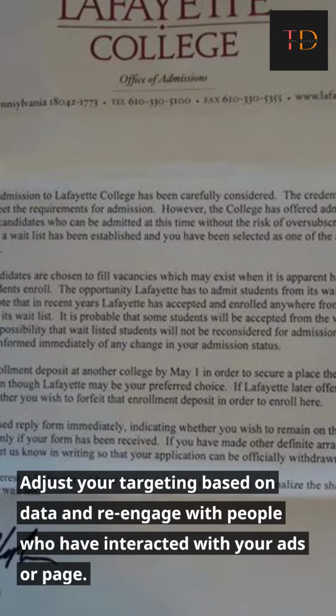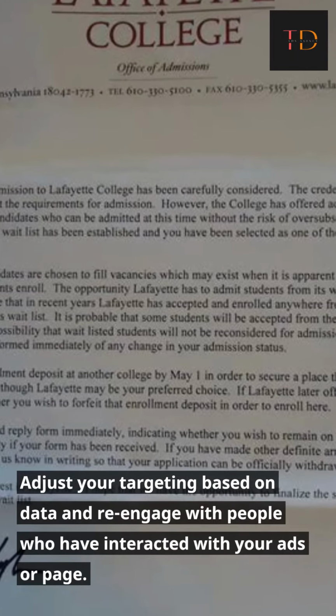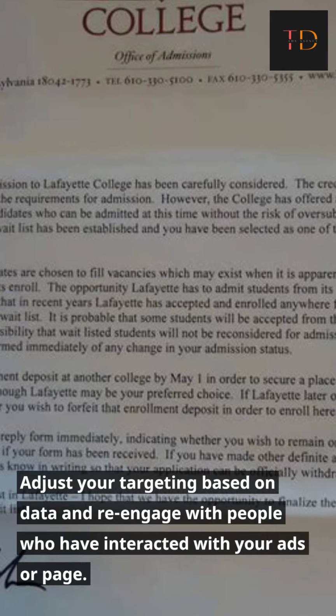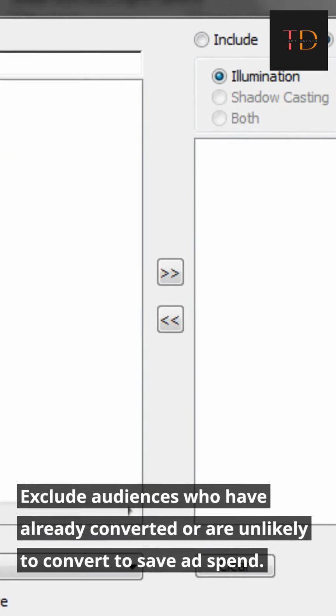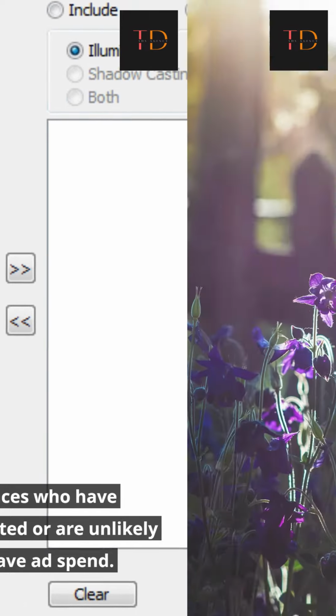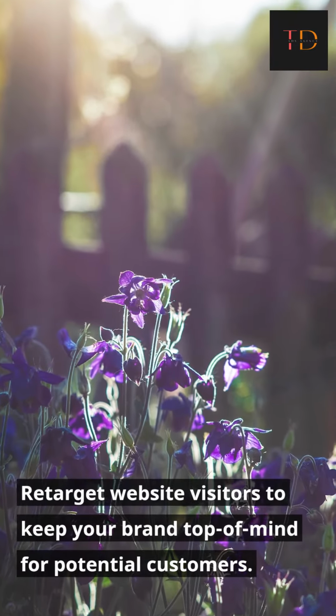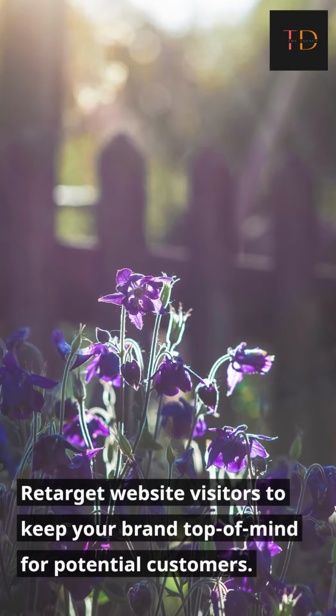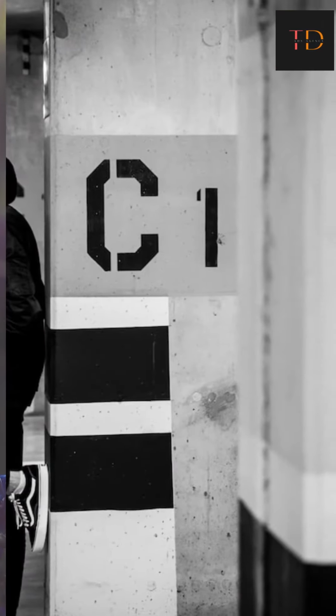Adjust your targeting based on data and re-engage with people who have interacted with your ads or page. Exclude audiences who have already converted or are unlikely to convert to save ad spend. Retarget website visitors to keep your brand top of mind for potential customers.